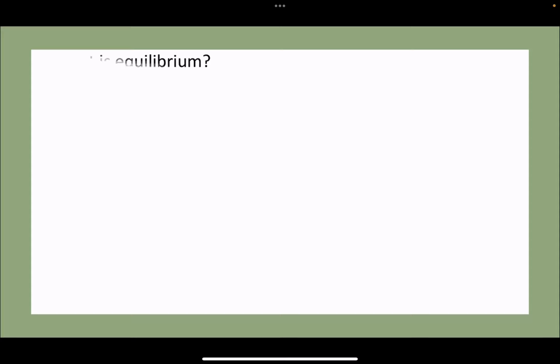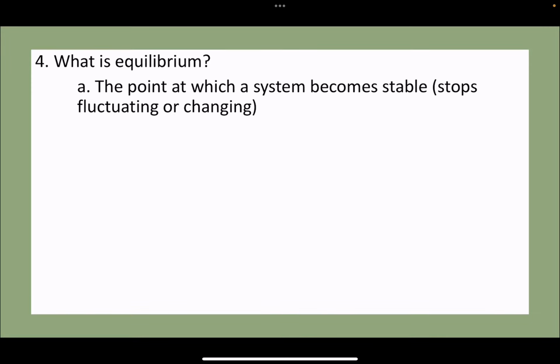First things first, what is equilibrium? The technical definition of equilibrium is as follows: the point at which a system becomes stable. The word stable here denotes a state where the system is not fluctuating or changing.